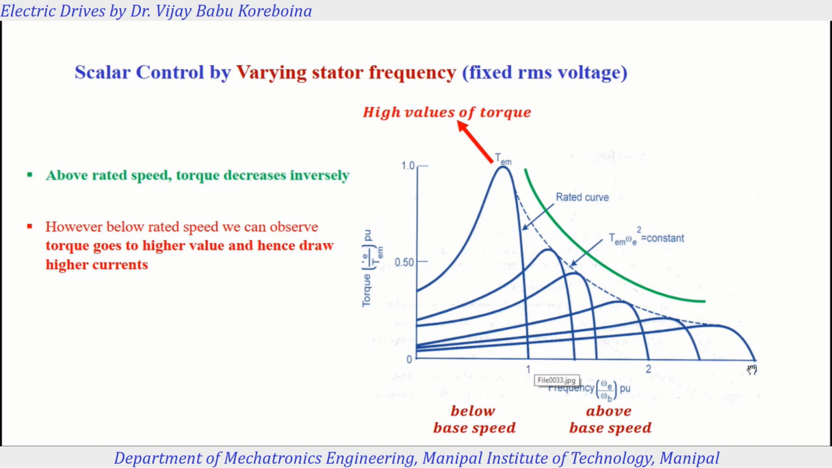So in simple words, above the rated speed, frequency control will give us the inverse characteristics of torque and omega. So it is also called the constant power region, right?